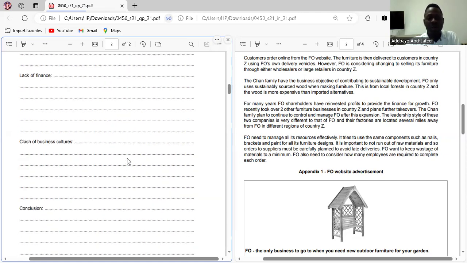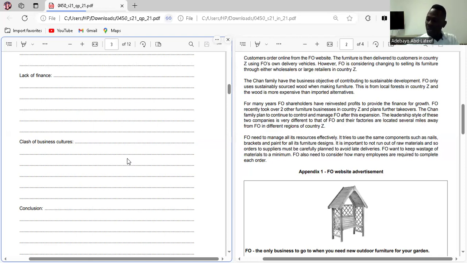Lack of finance. For lack of finance, I wrote, as the private limited company has grown due to takeover of other two businesses, this is about high expansion cost. So if there's high expansion cost, lack of finance will occur. Two, a private limited company cannot sell shares to the public. Therefore, amounts to be raised might be limited. So you cannot go beyond friends and family, which means you might still be lacking. You have a limited source of finance.